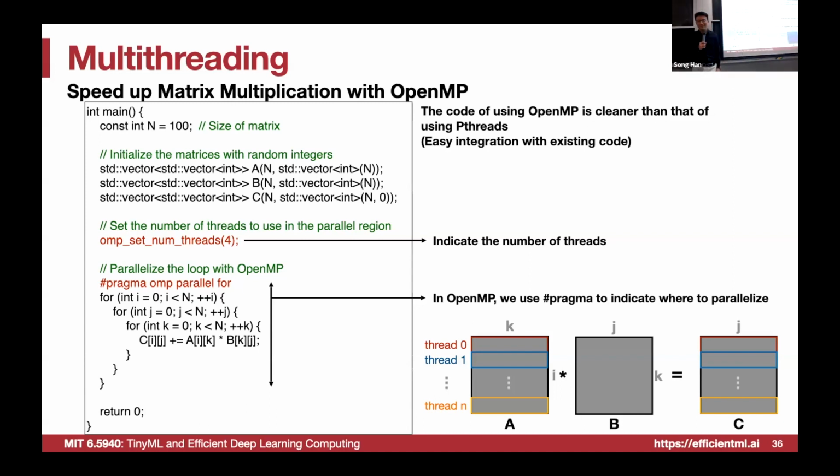And that's it. The code using OpenMP is much cleaner than that using pthreads. Very easy to integrate with existing code. For example, you wrote the existing code, you define A, B, C, you define the 3 for loops. And what you need to do is only 2 lines of code: set the number of threads, and define which for loop you want to parallelize.